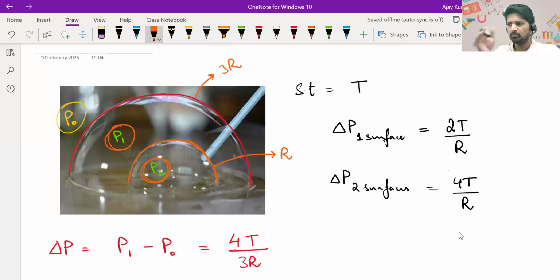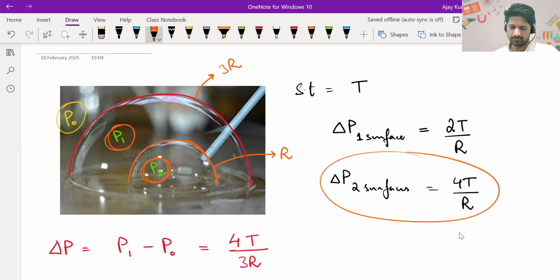So remember, a soap bubble, which has air inside and outside, has two surfaces. It looks like one layer only, but liquid molecules are exposed to air on the inside and also on the outside. So that one layer itself has two surfaces. So we have to use the formula 4T by R. Okay, good.